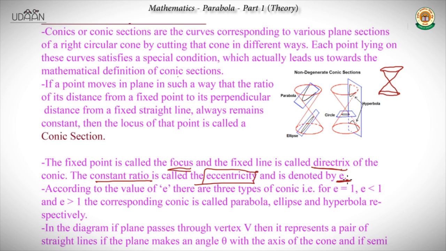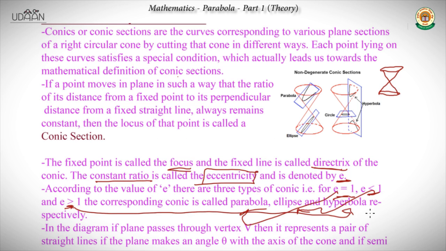For different values of e, there are different conics. For e equal to 1, it corresponds to a parabola. For e less than 1, it corresponds to an ellipse. For e greater than 1, it corresponds to a hyperbola.